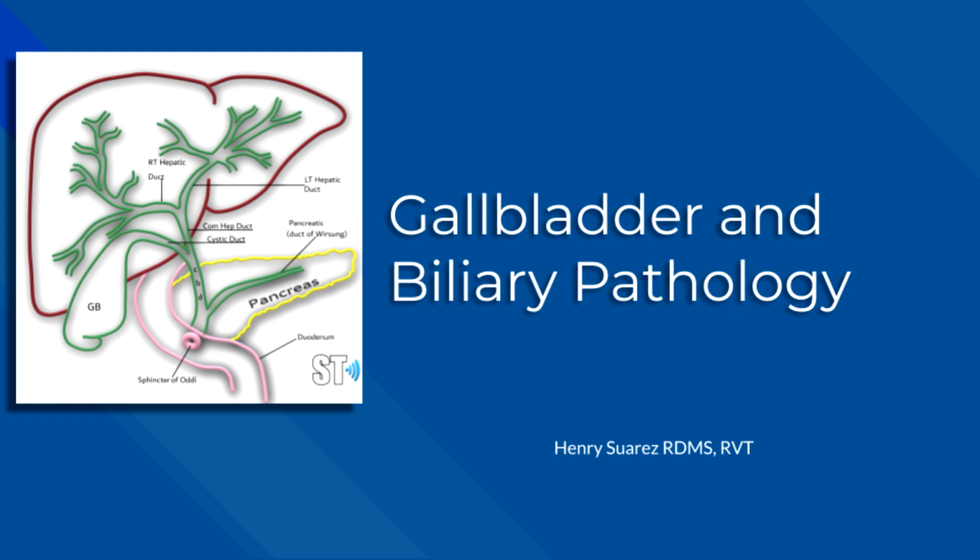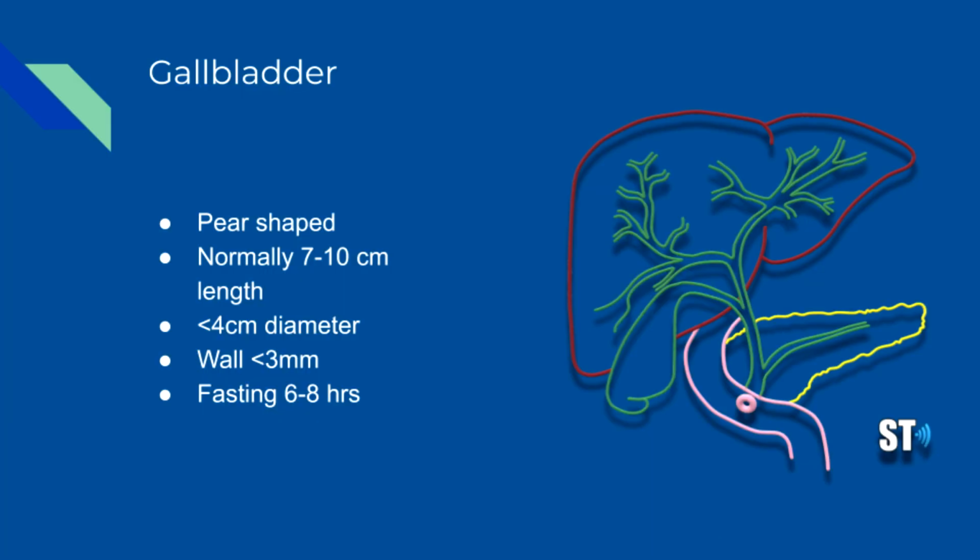Today we're going to go over biliary pathology. We'll just get right into it and begin with the gallbladder. The gallbladder is an oblong, pear-shaped structure located on the underside of the liver. It is located at the level of the middle hepatic vein, also known as Cantlie's line, between segments 4 and 5. The normal distended gallbladder is approximately 7 to 10 centimeters in length and 4 centimeters in diameter.